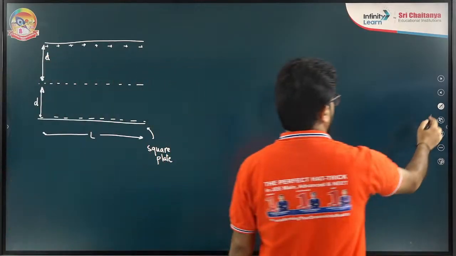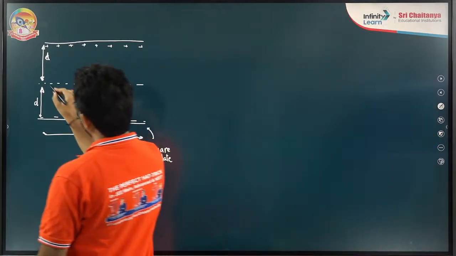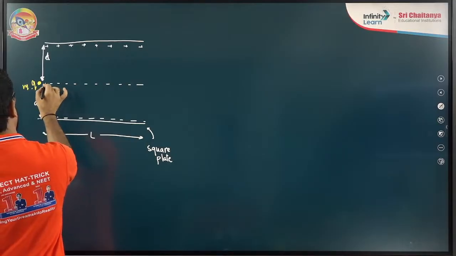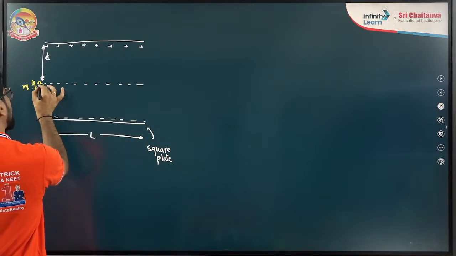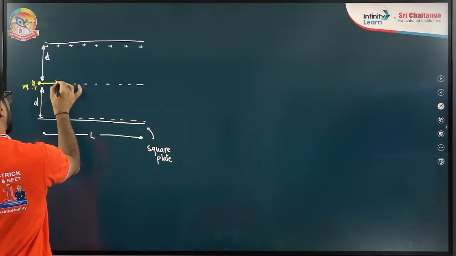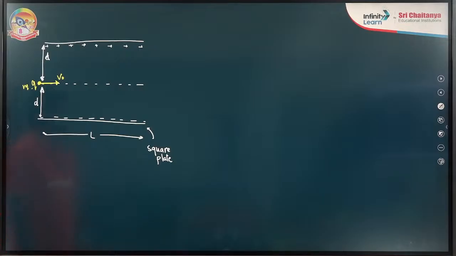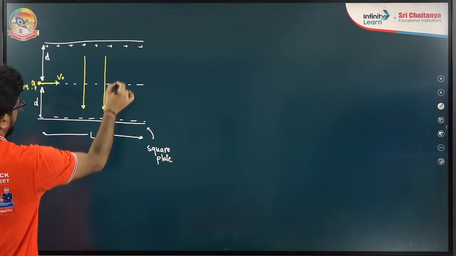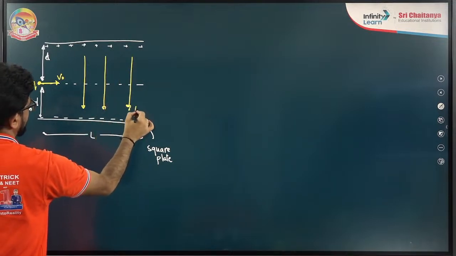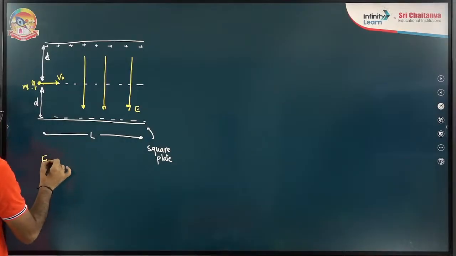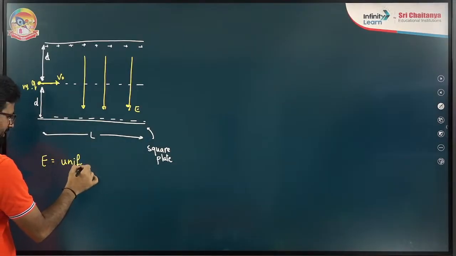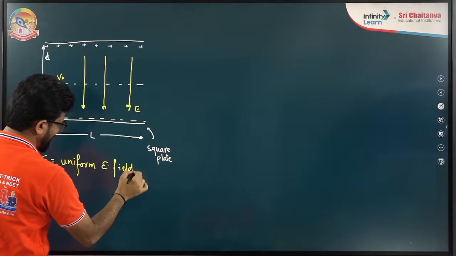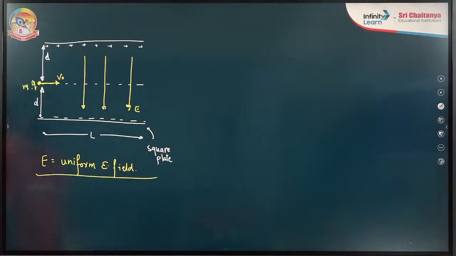Now focus. If I am taking it here, there is one charge here. That charge is q. Its mass is m. Its initial velocity we have given in this direction, that is v naught. And this field is E, and E is assumed to be a uniform electric field. Uniform electric field is given to you.